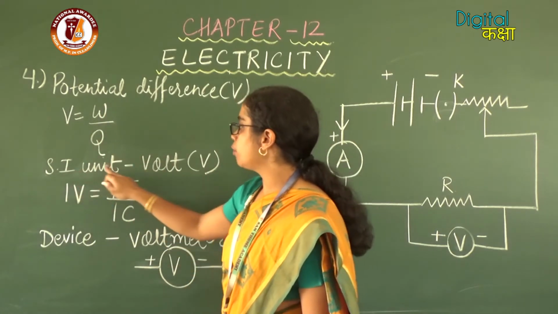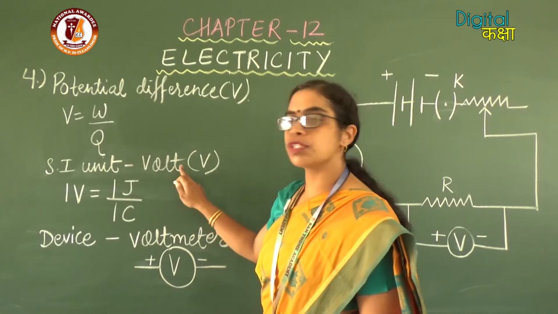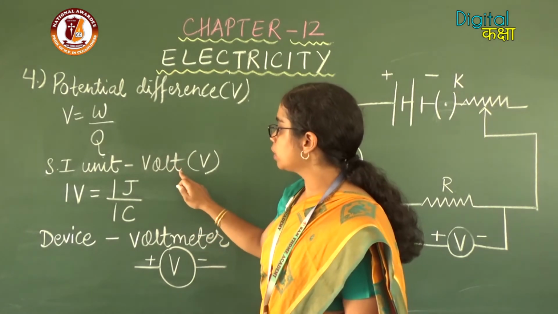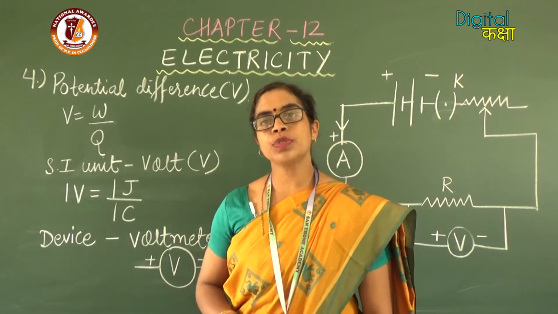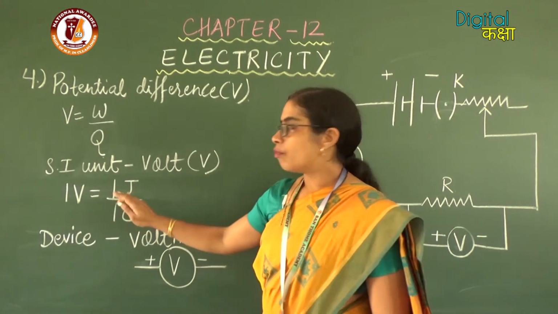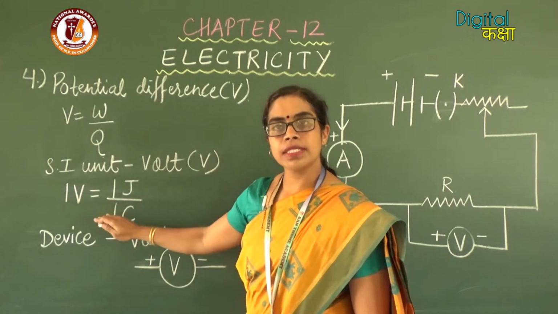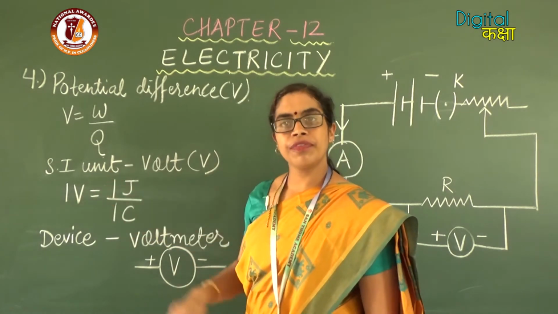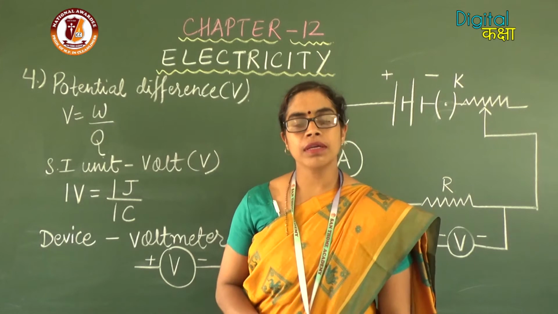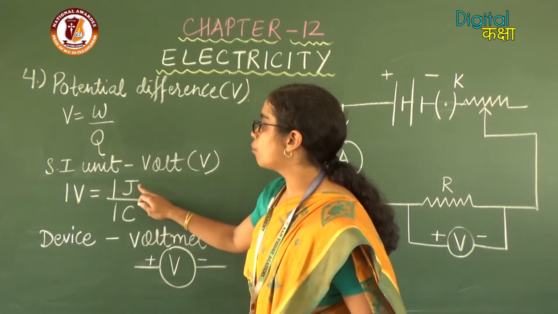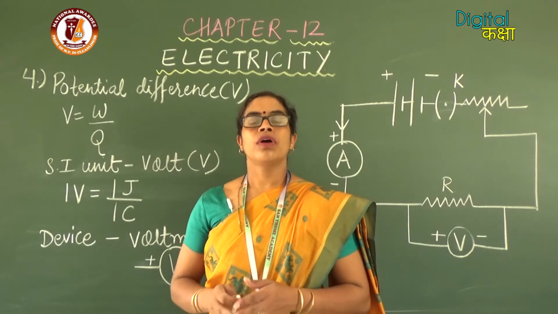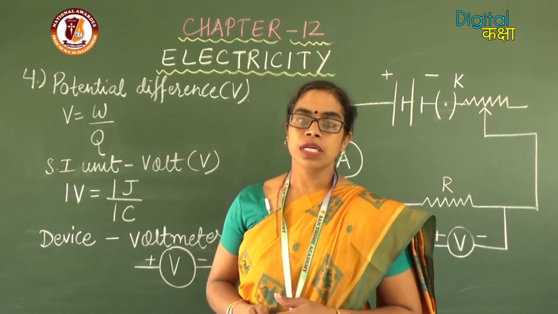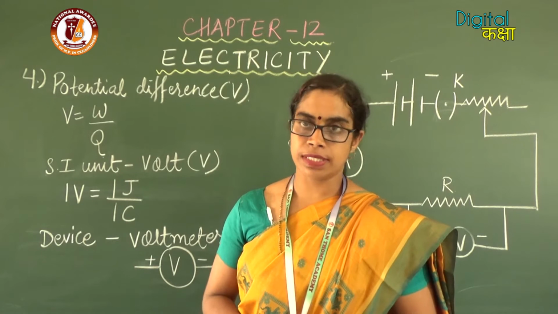The SI unit for the potential difference is volt, and this volt is also represented by capital V according to the standard notation. 1 volt is defined as that potential difference which is obtained when 1 joule of work is done for the movement of 1 coulomb of charge between the 2 points.